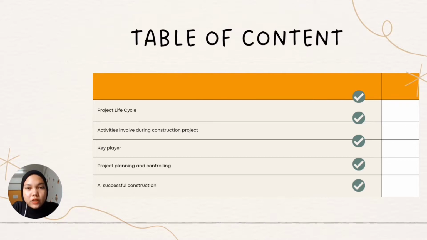In this presentation, I would like to explain the table of contents about construction technology. First is project life cycle. Second is activities involved during the construction project. Third is key players. Next is project planning and controlling. And last but not least is a successful construction.